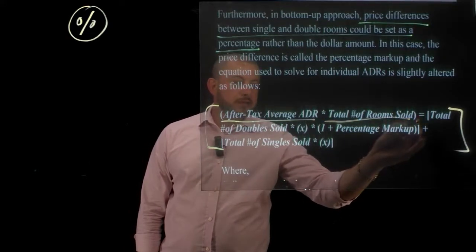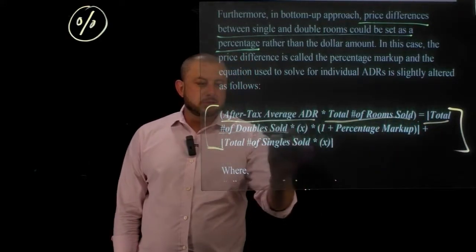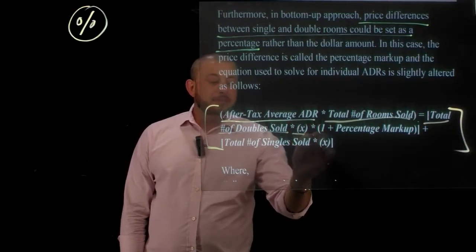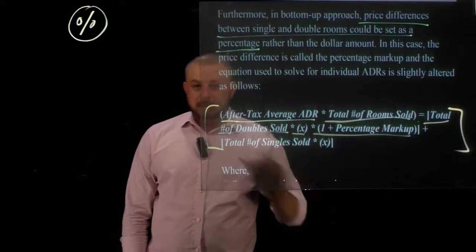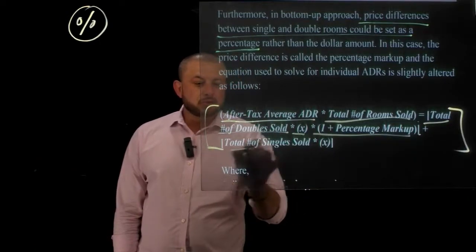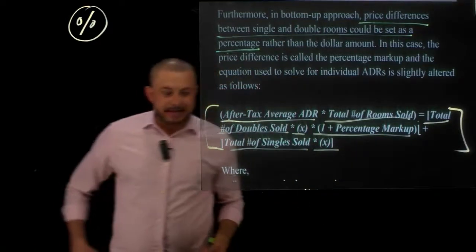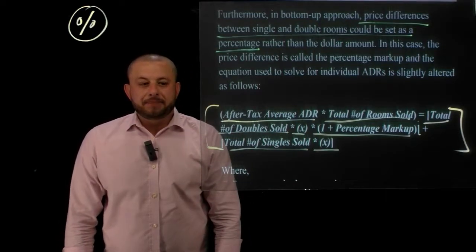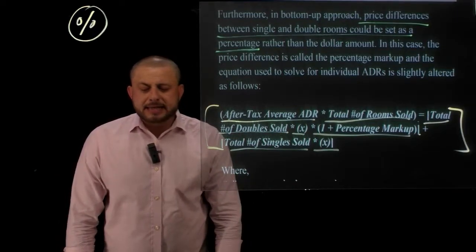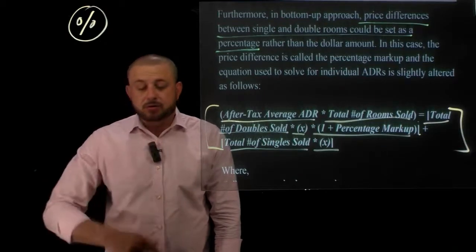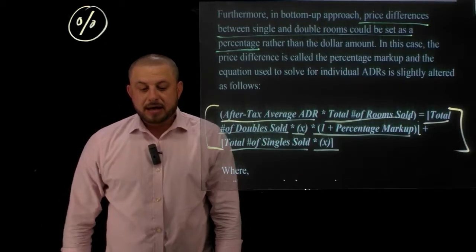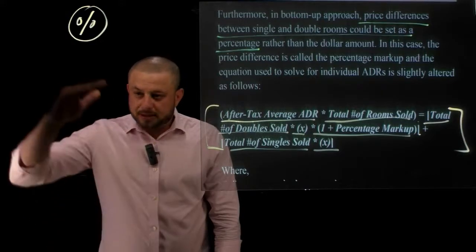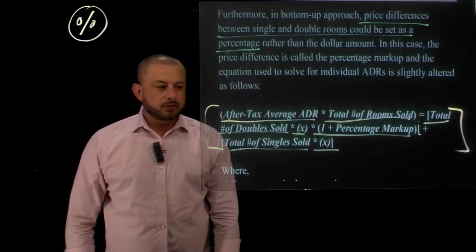which is equal to total number of doubles sold, multiplied by x, multiplied by 1 plus percentage markup, I will talk about this, plus total number of singles sold, multiplied by x. Again, please don't get overwhelmed with this lengthy formula. It is really easy when you do enough practice. Please do the quiz questions for enough practice, and when you really put that sequential analysis in each equation, okay?